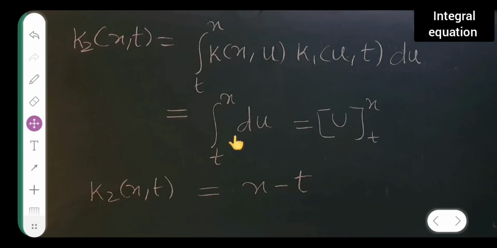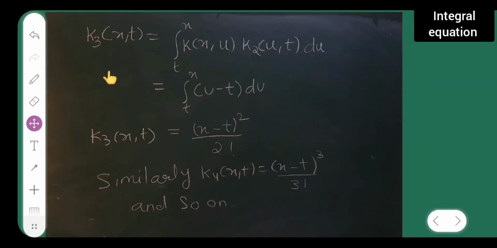Now I have to integrate this. The integral of du is u, upper limit minus the lower limit. If I do that, what I get is k2(x,t) = x − t, the upper limit minus the lower limit. So I will get this.